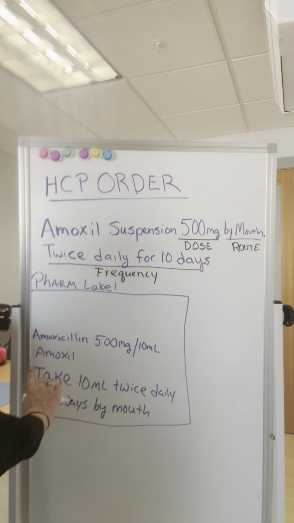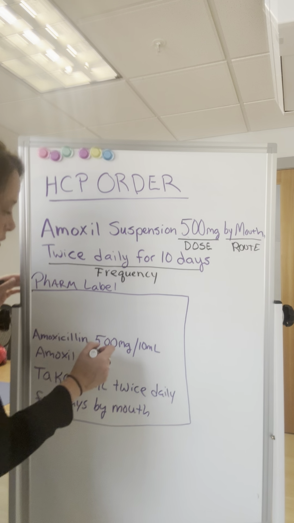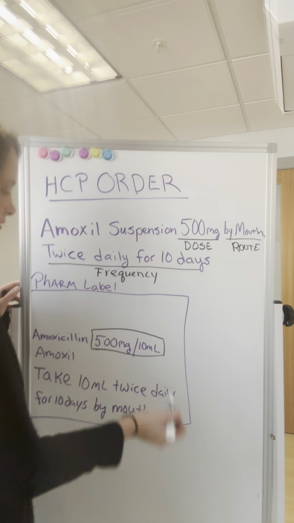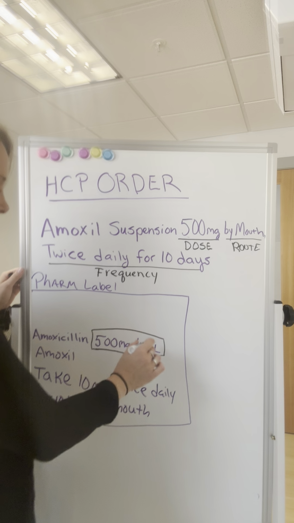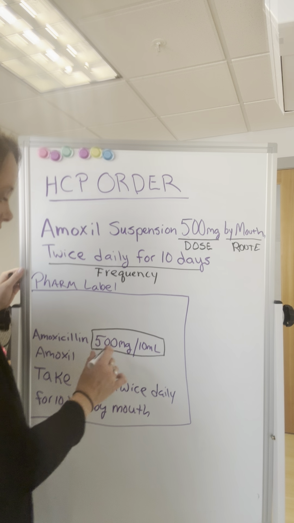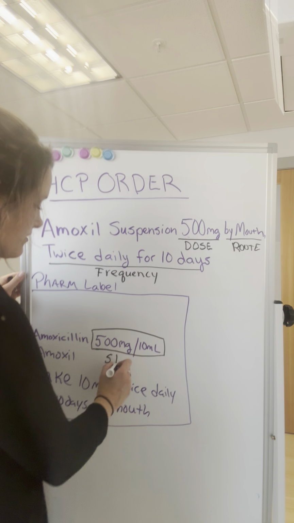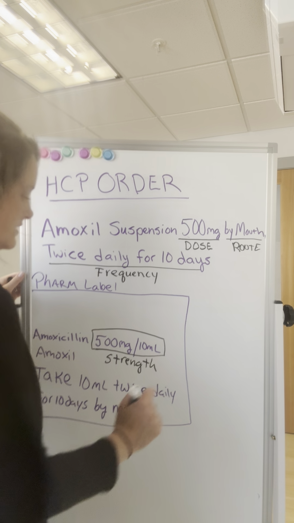Okay, let's look at the pharmacy label now. So this says amoxicillin 500 milligrams per 10 ml. This whole thing right here is the strength. When you have a liquid medication, you cannot leave out any of these numbers, okay? So 500 milligrams per 10 ml is our strength. When you are transcribing this, the whole thing needs to be transcribed.